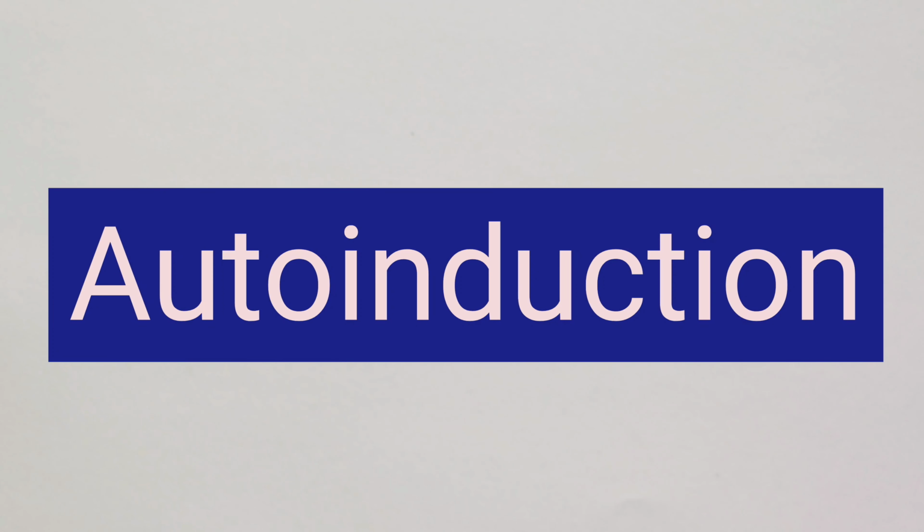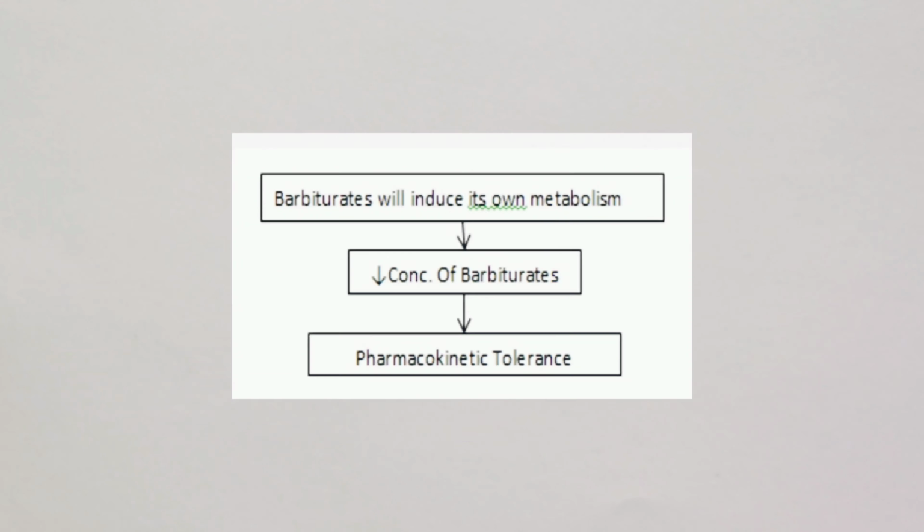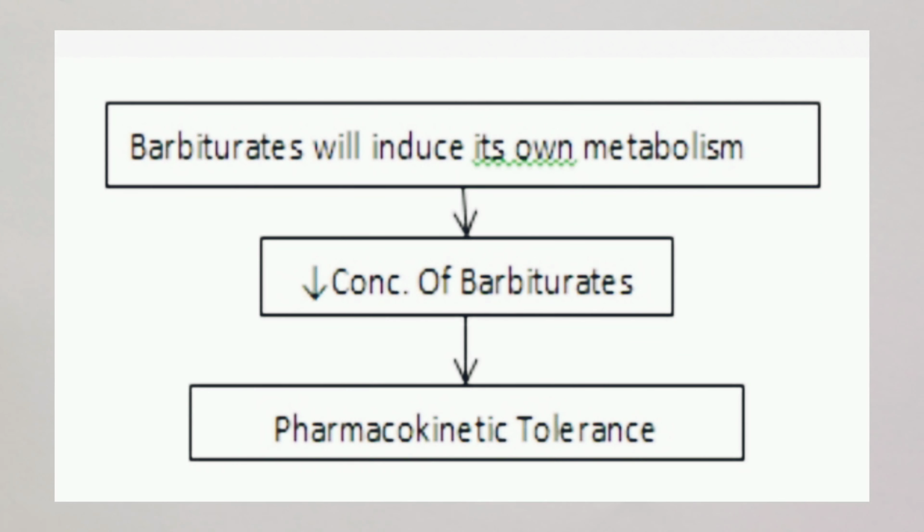So next is autoinduction, which means a drug which is an inducer induces its own metabolism, thus decreasing its concentration in the plasma, leading to tolerance. For example, barbiturates will induce their own metabolism through enzymatic induction, thus reducing the plasma concentration of barbiturates, leading to pharmacokinetic tolerance of the effect produced by barbiturates.